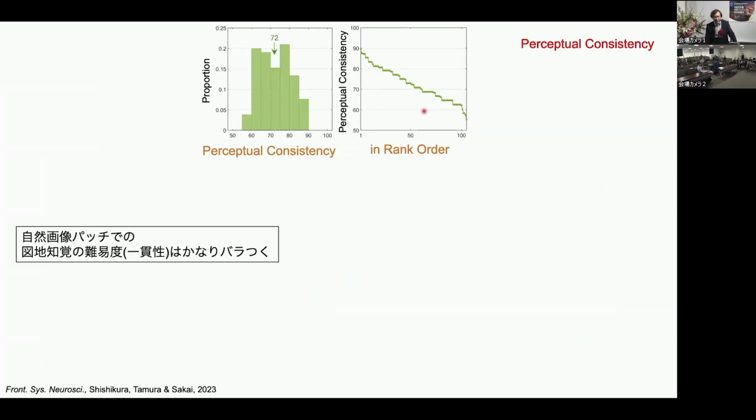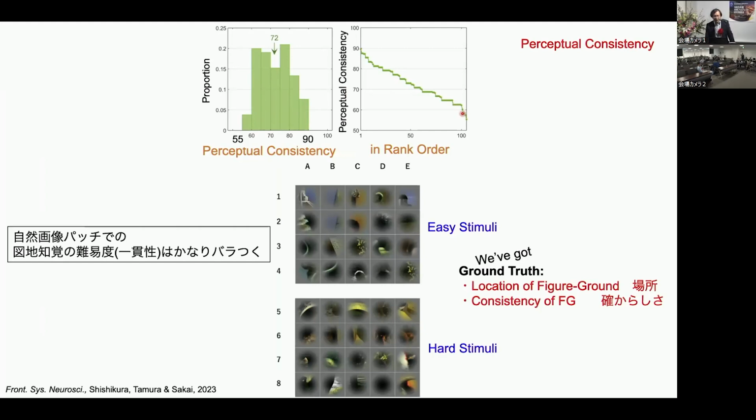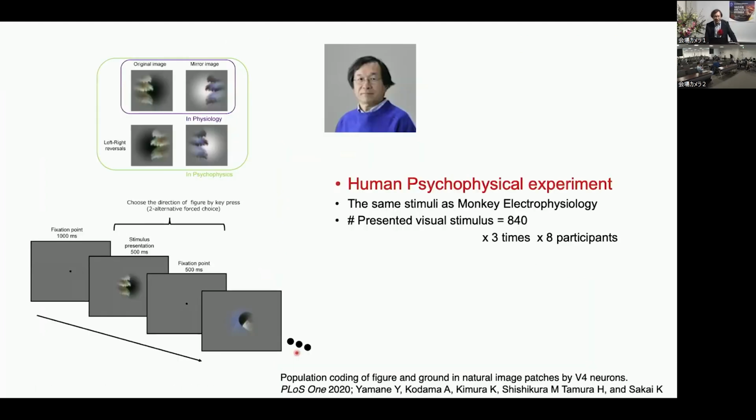So this is the histogram with the perceptual consistency. It ranges between 50-something to 90-something, so it looks okay. We get different kinds of the consistency. And this is some example of these are easy cases and these are hard cases. Perhaps you can imagine these are easy and these are difficult. Okay, so we get ground truth with the consistency. Now we can begin the electrophysiology.